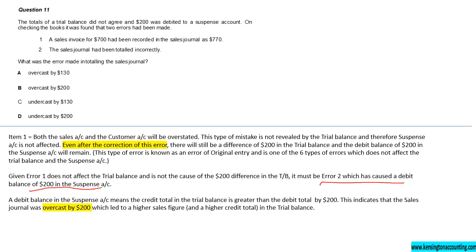Now, what does it mean when there's a debit balance on the suspense account? That means the credit total, the total of the credit balances in the TB, is greater than the debit total. Because we know that the difference is coming from the sales journal, that would indicate that the sales balance in the TB is higher by $200. For the sales to be overstated by $200, it means the total or the casting in the sales journal has been overstated. Therefore, there's an overcast of $200 in the sales journal. Therefore, the correct answer is B.